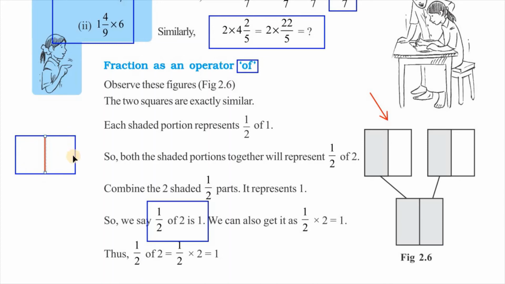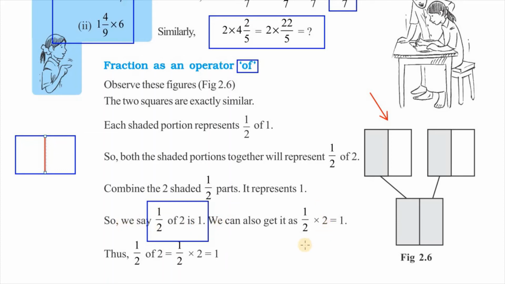So this is unit 1, this is unit 2. Assume, for the sake of example, that this represents 1 rupee and this represents another rupee. So totally this is 2 rupees. So half of 2 should give us 1. Half of 2 is equal to 1.